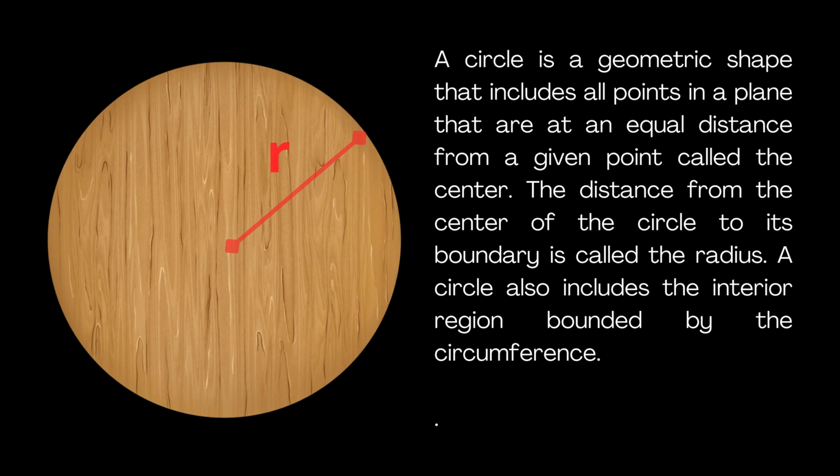A circle is a geometric shape that includes all points in a plane that are at an equal distance from a given point called the center. The distance from the center of the circle to its boundary is called the radius. A circle also includes the interior region bounded by the circumference.